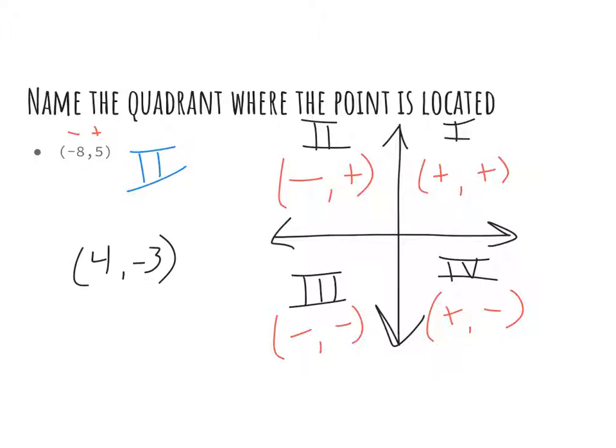So now what I want you to do, I've given you the point 4, -3. Pause the video, tell me what quadrant it sits in, then go ahead and hit play and see how you did. Okay, as you can see, our x value is positive, our y value is negative, and that only happens in quadrant 4.